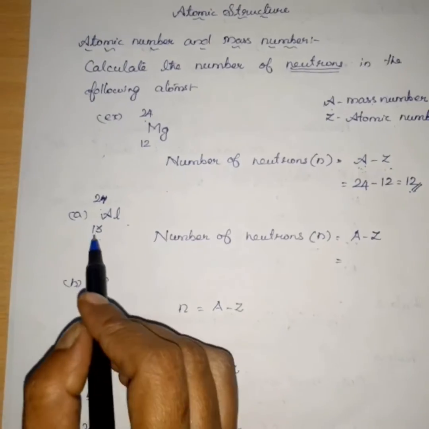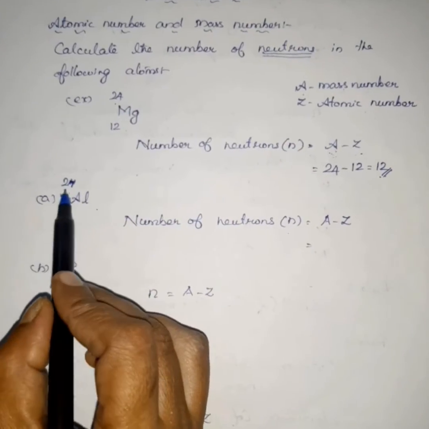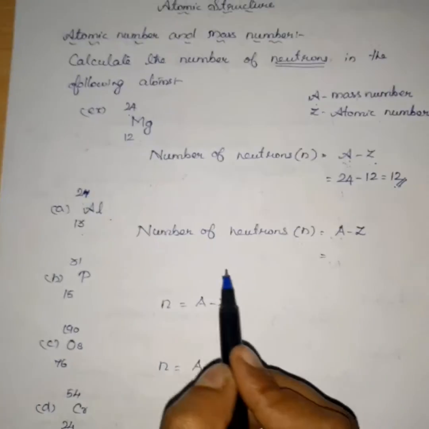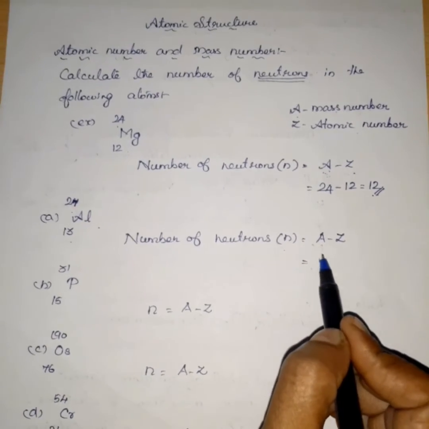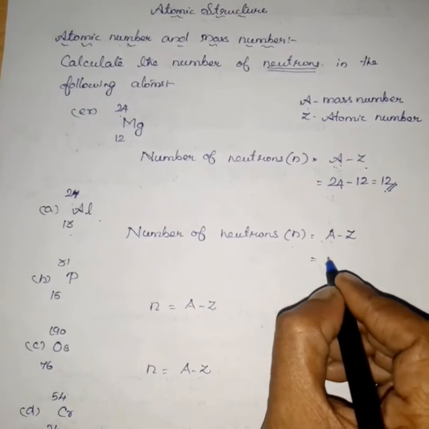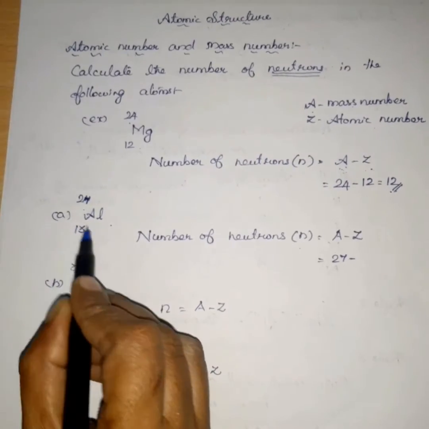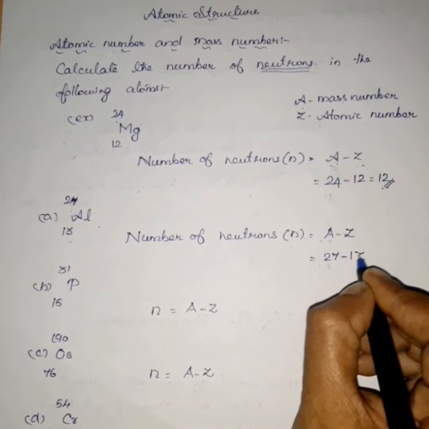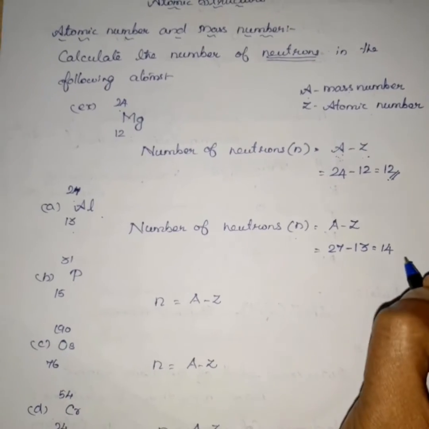Next one, aluminium, 13 and 27. What's the formula? Number of neutrons N is equal to A minus Z. A is 27, so 27 minus Z. Atomic number is how much? 13. So 27 minus 13 is equal to 14.